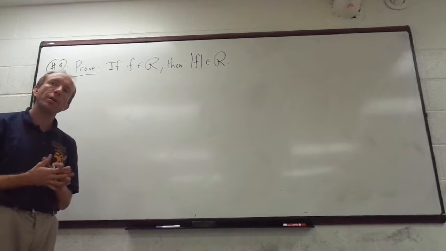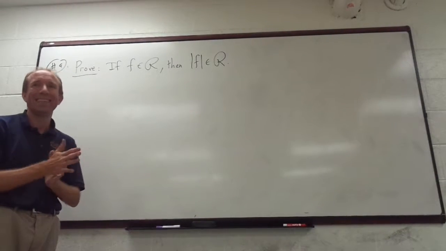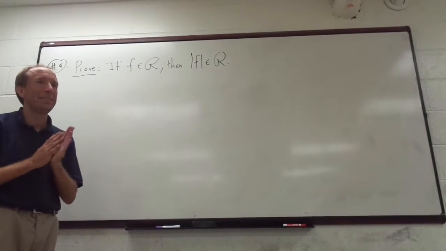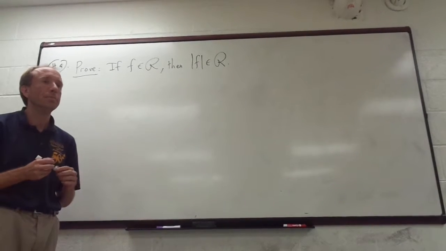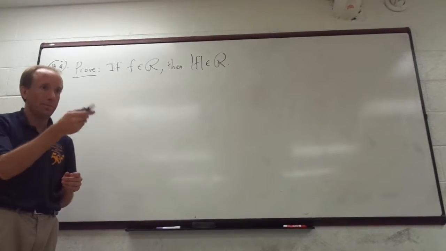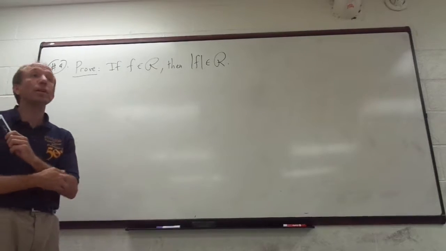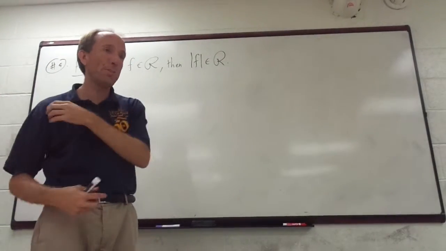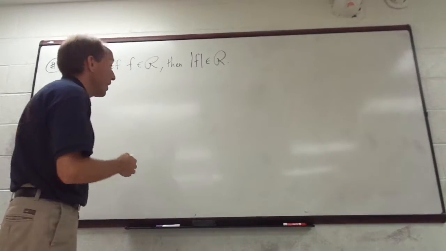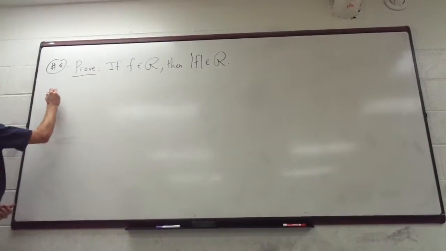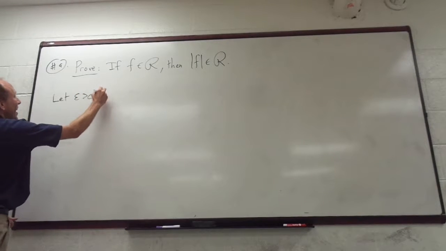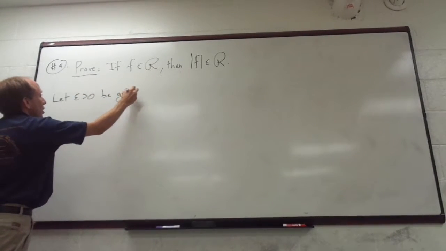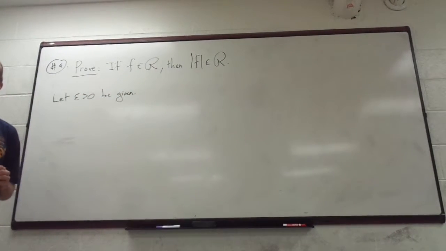What do you want to start me off with? Since f is Riemann integrable, we can use theorem 6.2. Great, it's theorem 6.2, right? Proving Riemann integrability is almost always theorem 6.2. Very good. So what's the first line of the proof? Let epsilon be greater than 0 be given. All right, let epsilon greater than 0 be given. Always start that way. Okay?